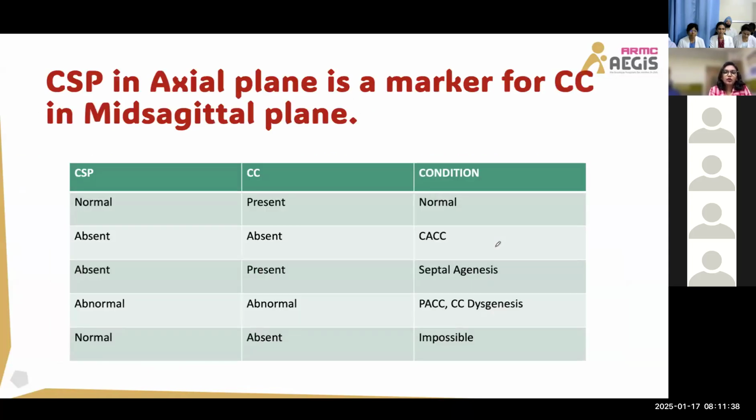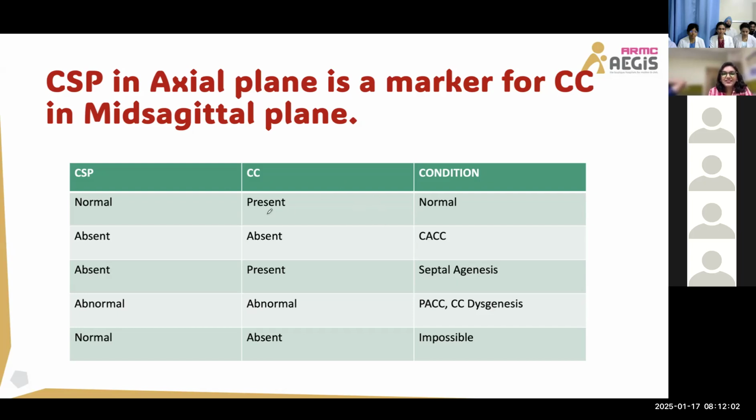By this time, we all would have been familiarized with this tabular column, which shows the relationship between CSP and CC. What we see here is that in complete agenesis of corpus callosum, both CC and CSP will be absent, whereas in conditions such as partial agenesis of corpus callosum and CC. Take us through one by one. Don't assume we know. We don't know.